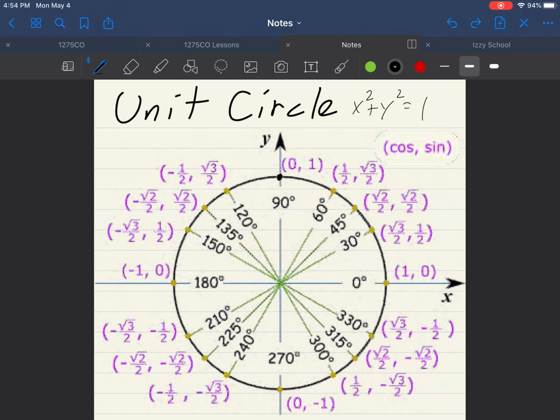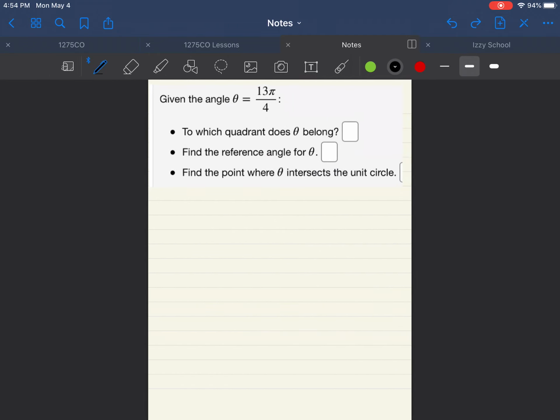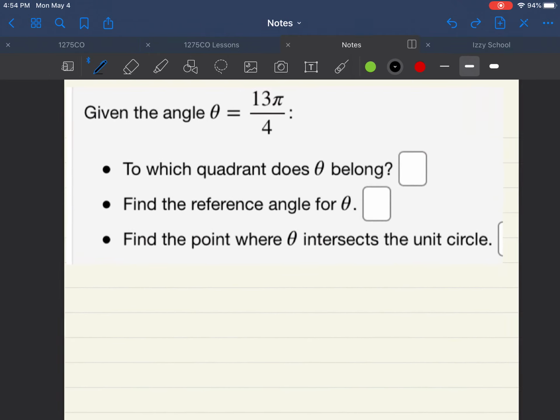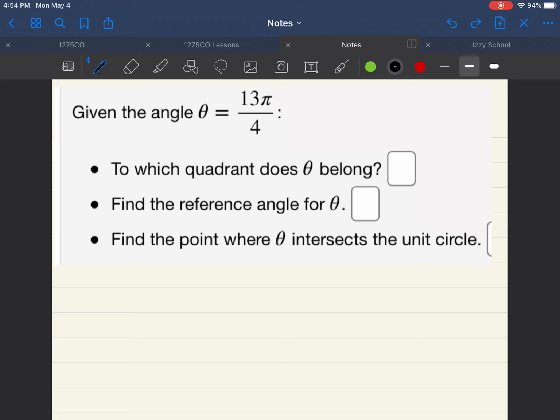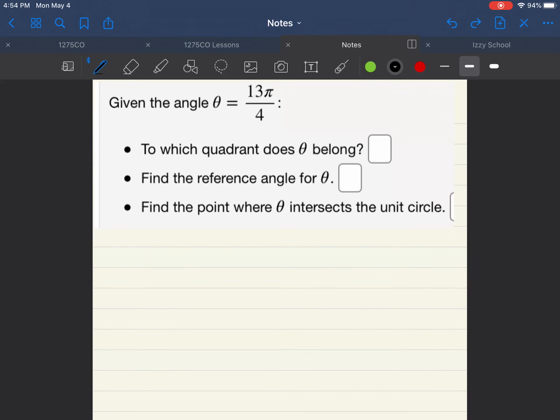So let's look at a problem in WebWork that deals with this. Given an angle theta equals 13 pi over 4, first of all, to what quadrant does this theta belong? All right, so let's take 13 pi over 4, and let's use our conversion rate of 180 over pi to multiply this and come up with a degree measure.